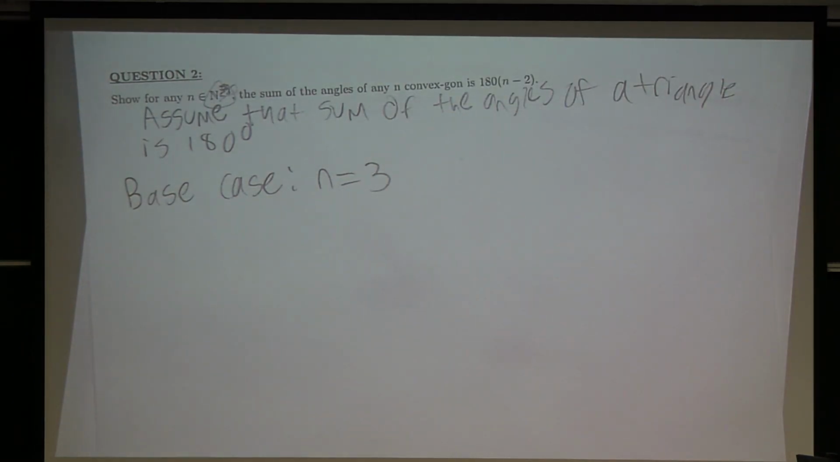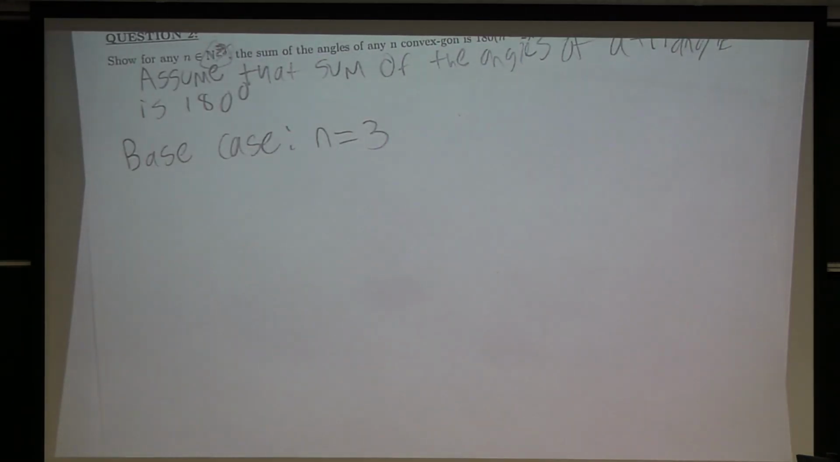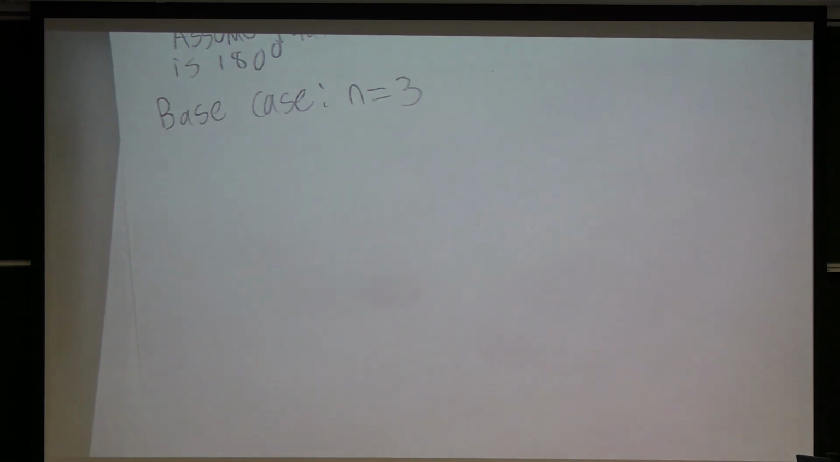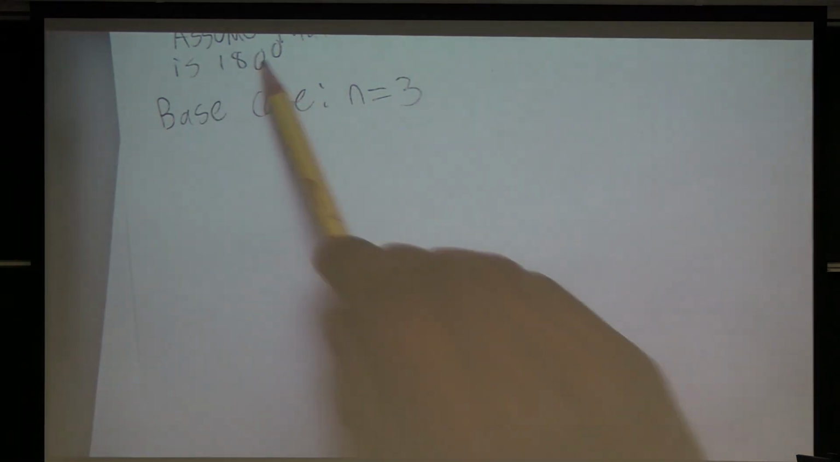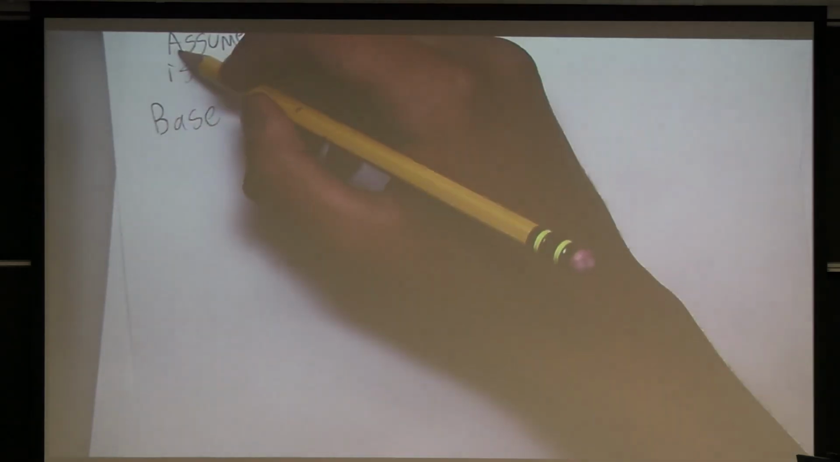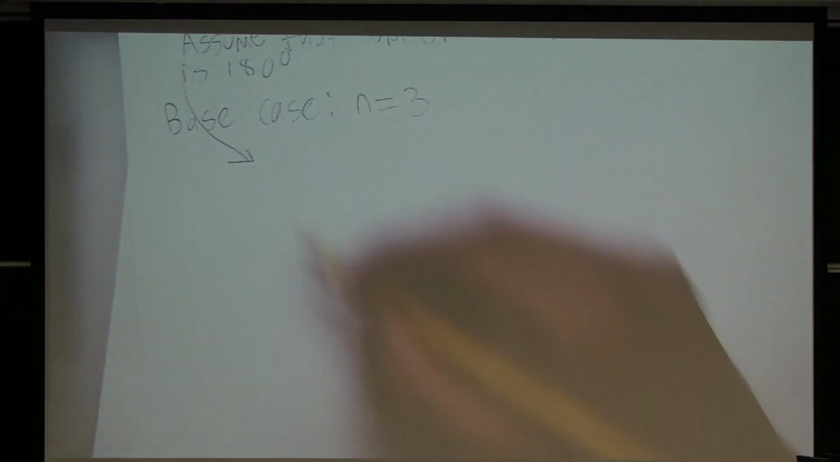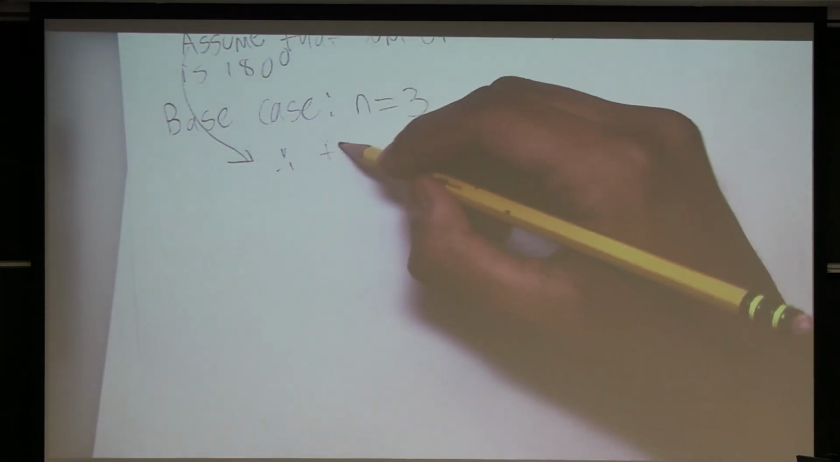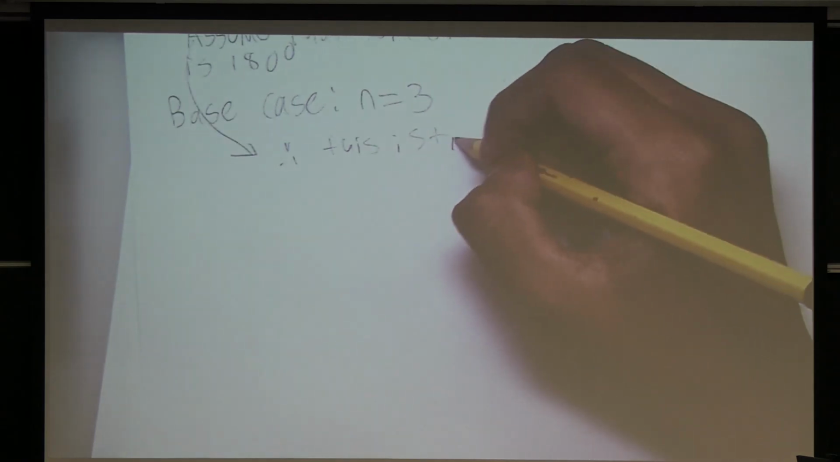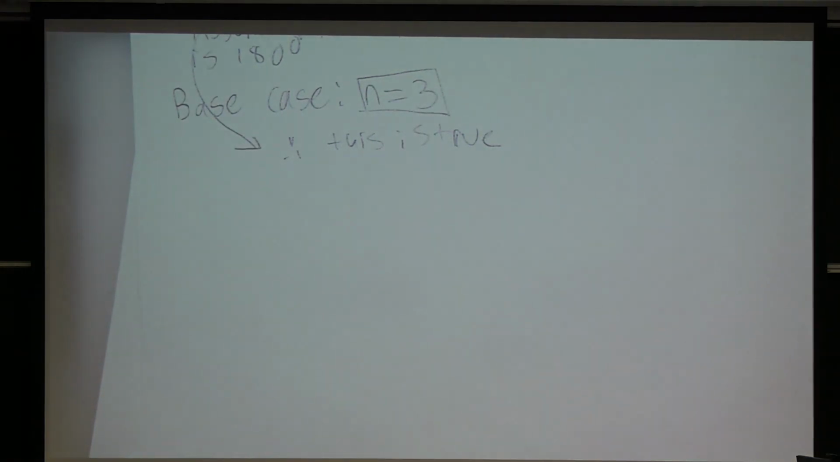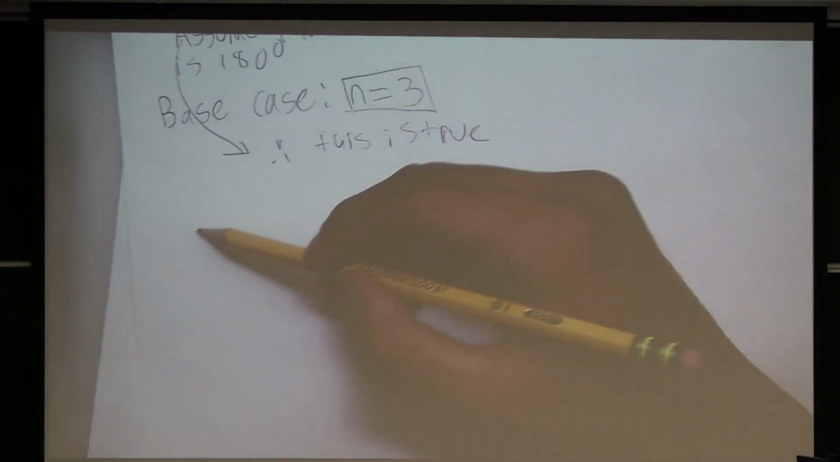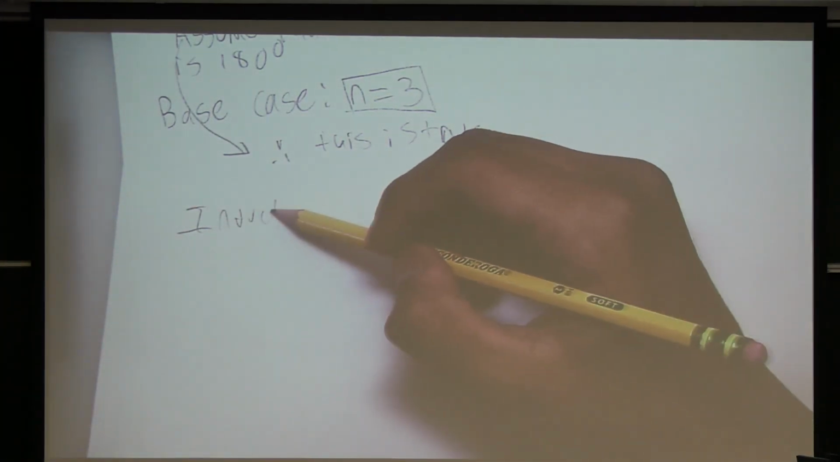So, yeah. With n equals 3, this is just a triangle. And I said in the statement, we can assume that the sum of the angles of a triangle is 180 degrees. So therefore, this is true, and we've shown this holds for n equals 3. Now, let's move on to our inductive stuff.